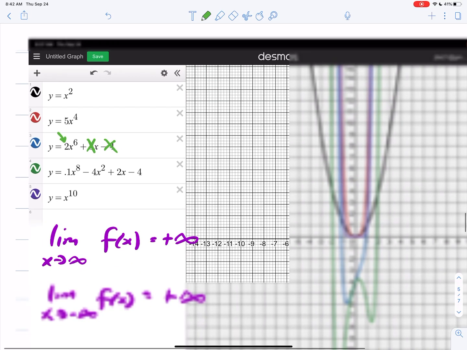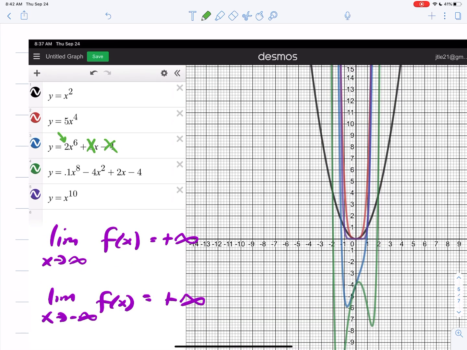Notice that when we're dealing with even degree functions, when the leading coefficient was positive, both end behaviors went up. Okay, I'll say that again. When the leading coefficient for an even degree function was positive, both end behaviors went to positive infinity.